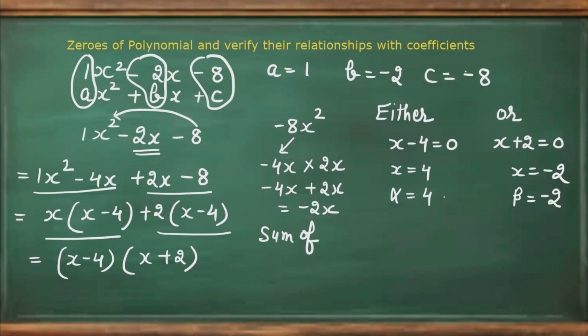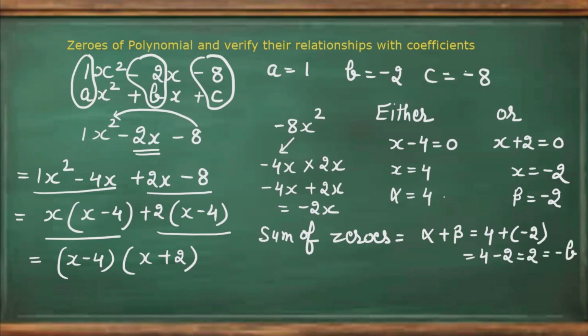So sum of zeros is equal to alpha plus beta. Alpha is equal to 4. Beta is equal to minus 2. We'll get 4 minus 2, which is equal to 2, which can be written as minus b over a. The value of b is minus 2. The value of a is 1. So we'll get 2 by 1. So you can see the sum of zeros, using the zeros of the polynomial or using the coefficients of the equation, we get the same values, 2 and 2.